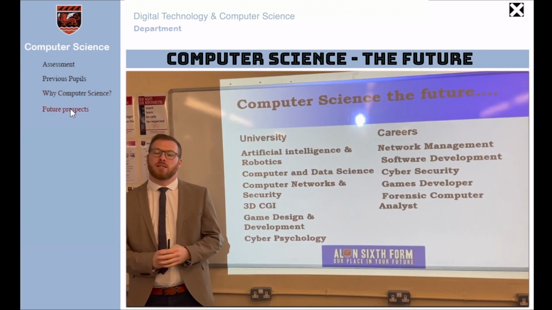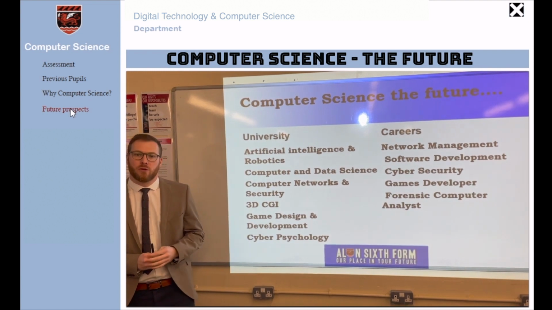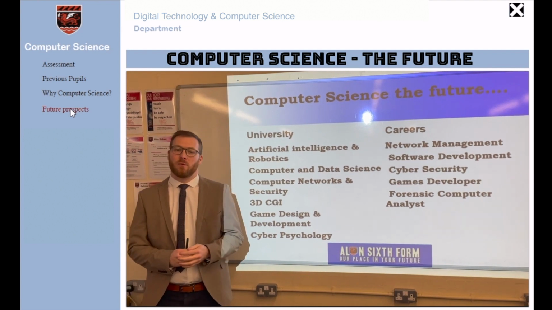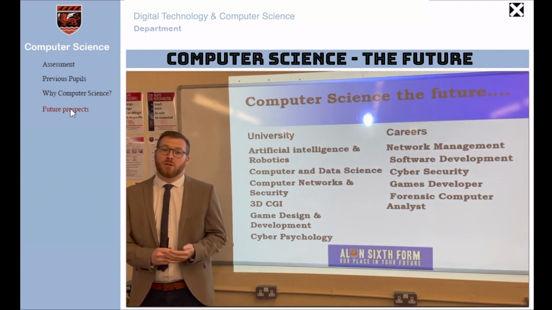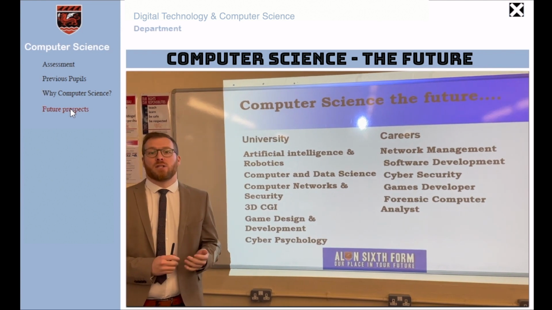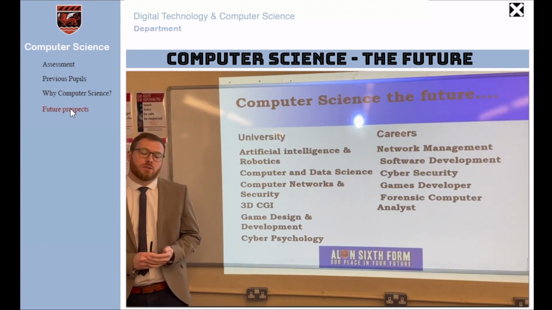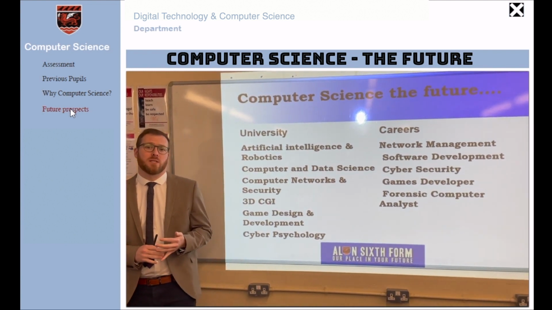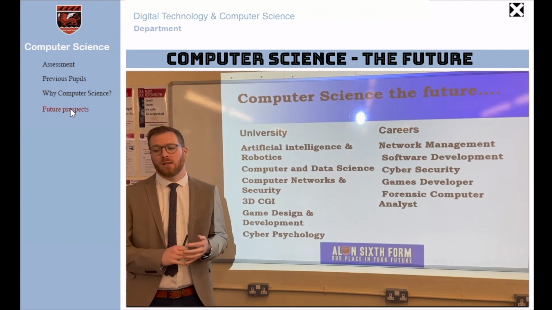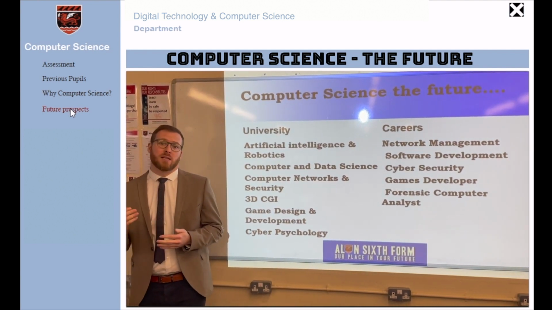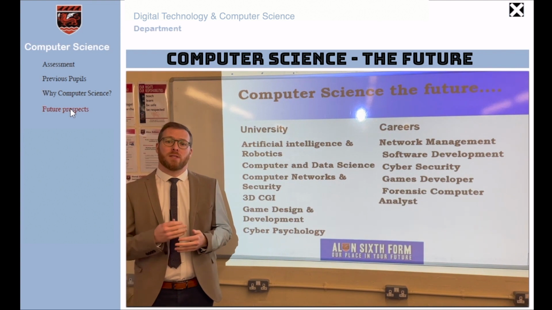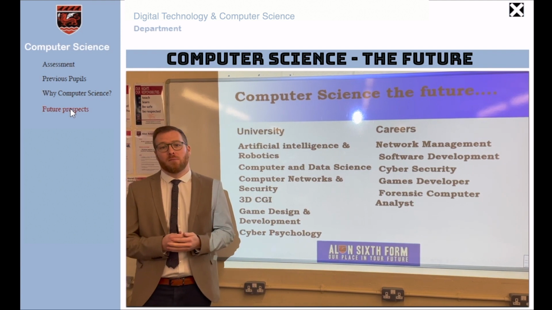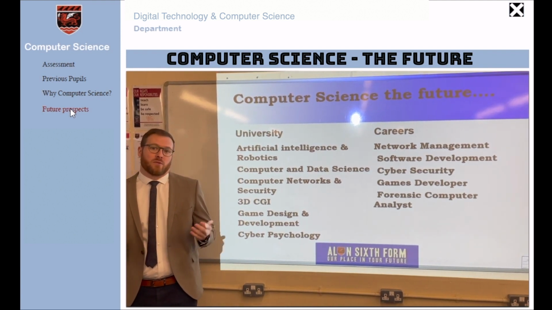So where can computer science take you in the future? There are a couple of options for you. You've got university and apprenticeships or a career. In university, you can study things like computer network management security, cyber security like ethical hacking, CGI, robotics and artificial intelligence. For a career, again, you could be looking into network management, which will be you developing skills in building networks and maintaining them. Software development, so building on things like from Unit 5, where you program and design, develop and test pieces of software. And you can become a games developer, creating games for things like PlayStation.